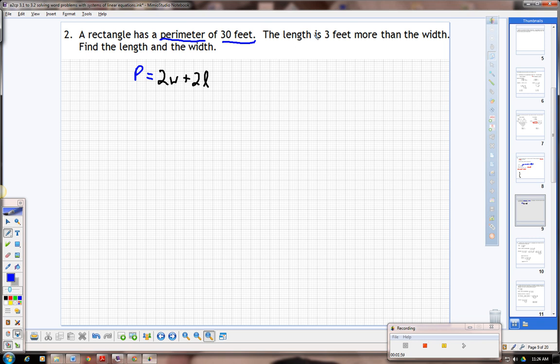Then I have the length is 3 feet more than the width. I can write an equation from this. Length is 3 feet more than width. I don't know if you remember the reading strategies we did at the beginning of the chapter, but that is just going to be L equals 3 plus W. Now you're going to have to rearrange that to get the other system, but you should be able to solve it after you get both systems of equations. So what I want you to do is make sure that you have 1 and 2 correct. And how do you check to see if you're correct? Plug it in, plug it in.